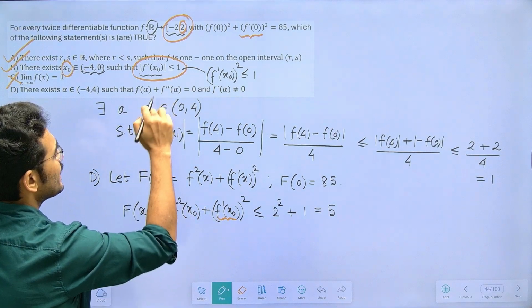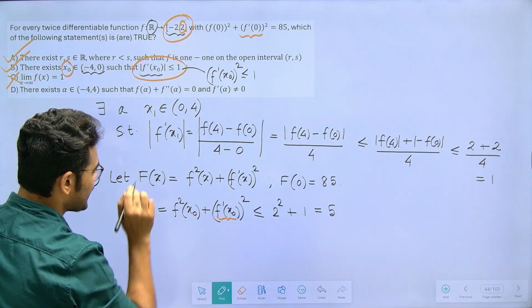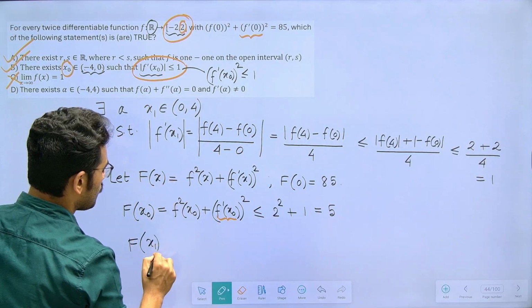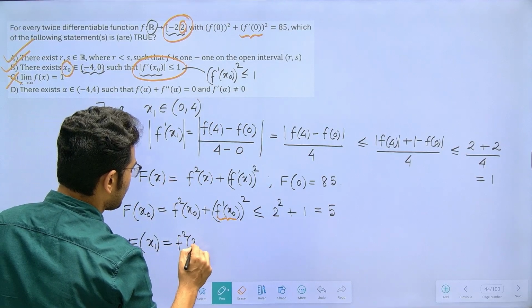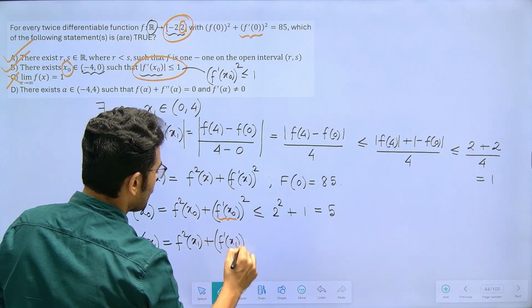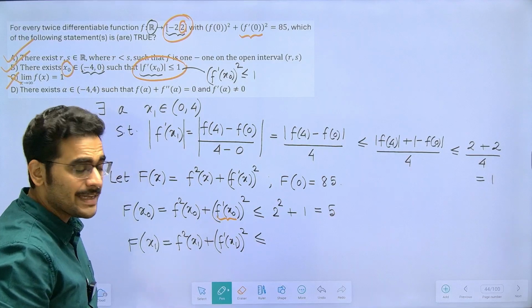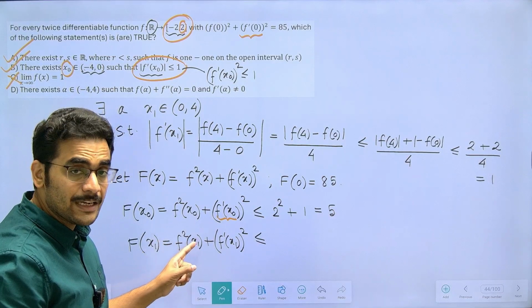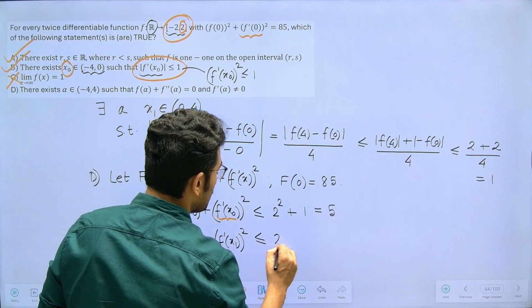Similarly, here we got one x1 between 0 to 4. So if I put that here, capital F of x1 will be f square x1 plus f dash x1 square. And this value is also going to be less than or equal to 5, same logic.